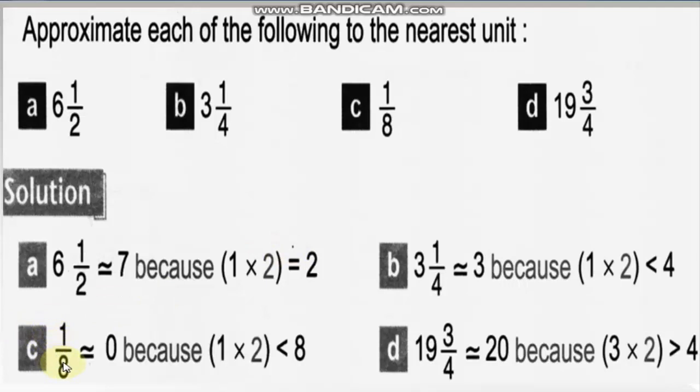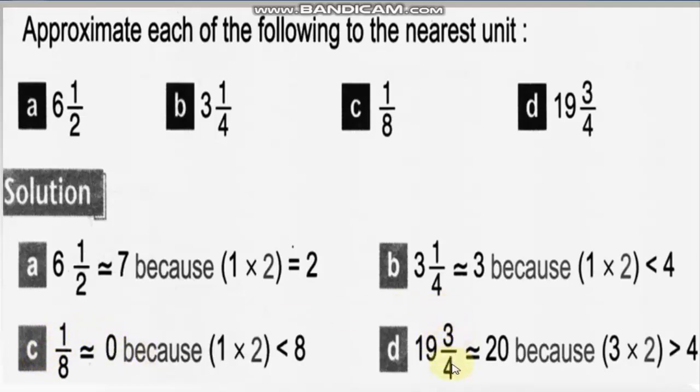1 over 8. Approximate to the nearest unit. Well, if we multiply 1 times 2 equals 2, and 2 is less than 8, so we'll keep the whole number with its value. We have here no whole number. Let's say the whole number here is 0, so it will be 0.